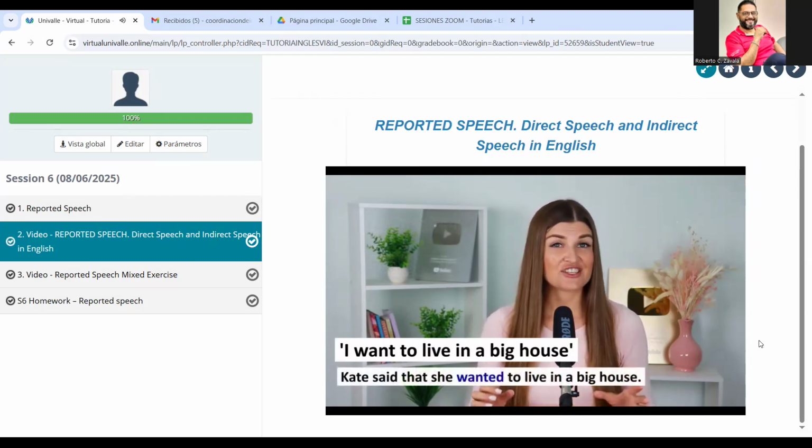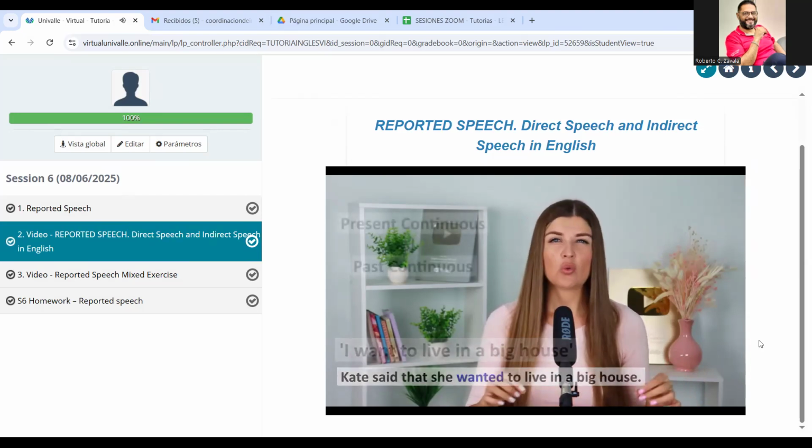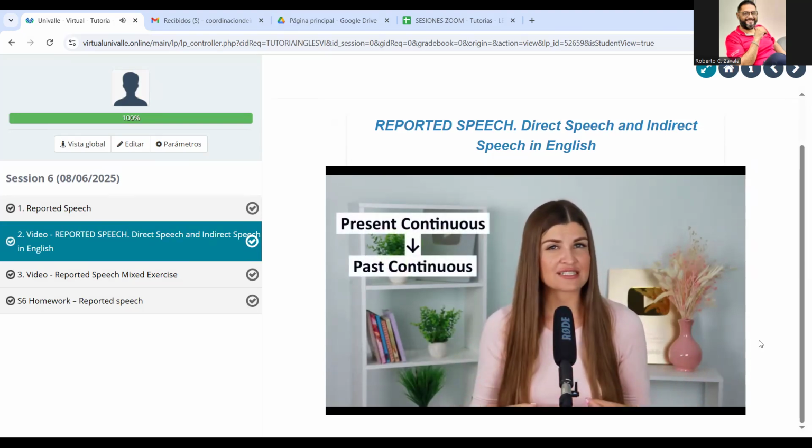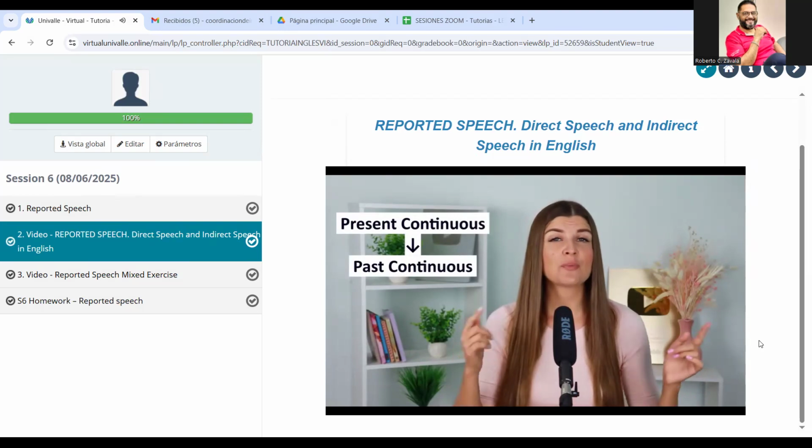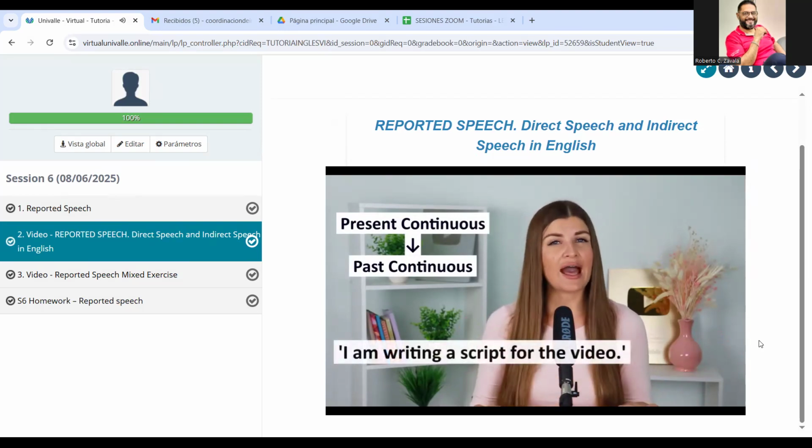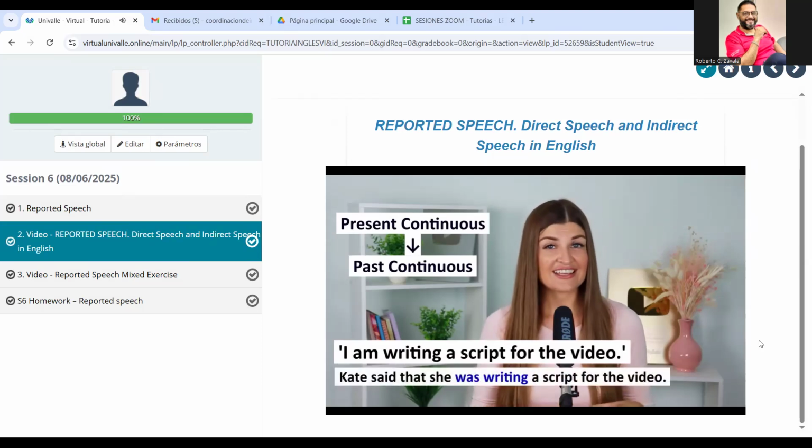Kate said that she wanted to live in a big house. We shifted back in time, present simple to past simple. When we have the present continuous tense, we change it to past continuous. I'm writing a script for the video. I'll give you a couple of seconds. Kate said that she was writing a script for the video.